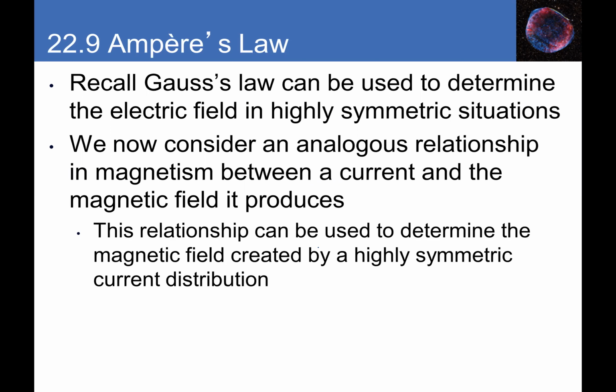Okay, that means we can use the symmetry to find the magnetic field. So that's why, like with Gauss's law, where we determined the electric field in a highly symmetric situation, we're going to find an analogous method for the magnetic field. We're going to find a way of determining the magnetic field for some symmetric situations where there's a current in a wire or in a loop and things like that, using the symmetry to our advantage.